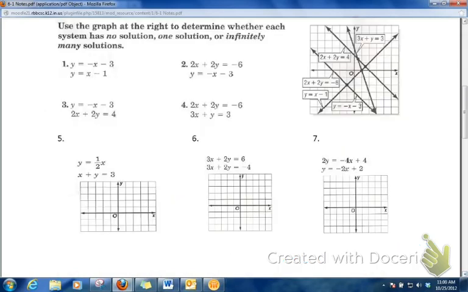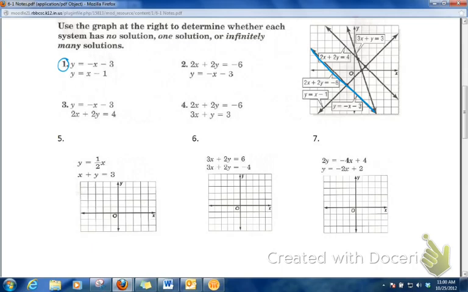As you look at these examples, 1 through 4, the directions say to use the graph at the right to determine whether each system has no solutions, one solution, or infinitely many solutions. For problem number 1, it says y equals negative x minus 3. The nice part about this is they've already graphed it for you. So this is the first line that they're talking about.